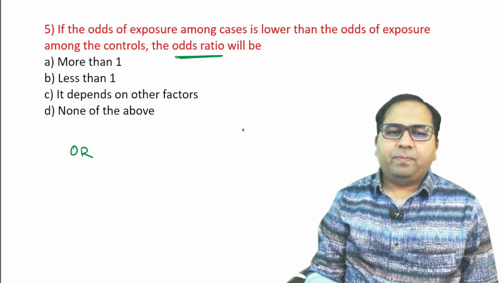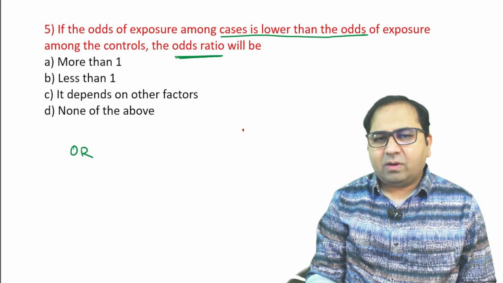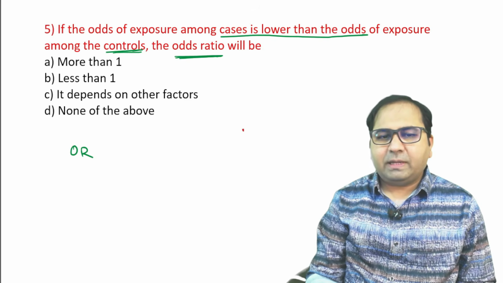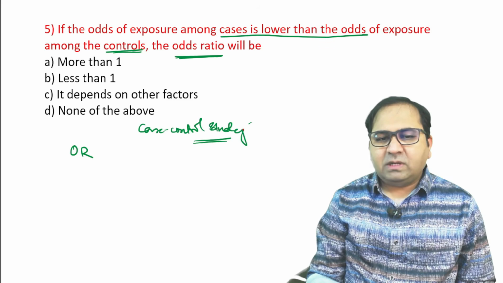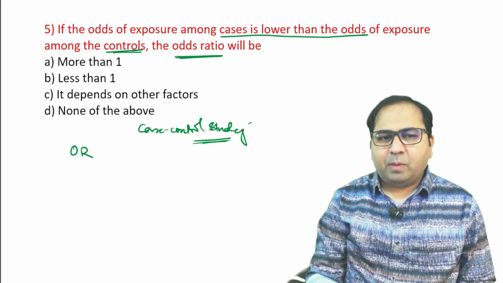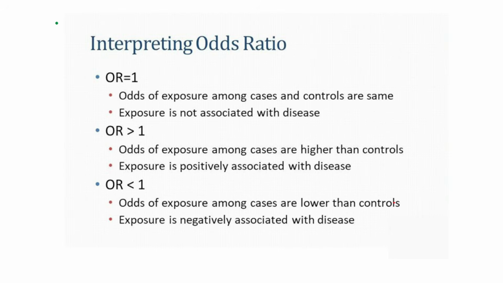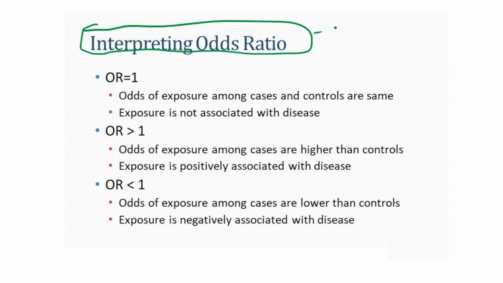If the odds of exposure among the cases is lower than odds of exposure among the controls, they are speaking regarding the case control study. Odds ratio will be applicable for case control study. So the answer for this question is option B, less than 1. Now see this information pertaining to interpreting the odds ratio. Odds ratio is applicable to case control studies. Please remember this point. And relative risk will be applicable to cohort studies.